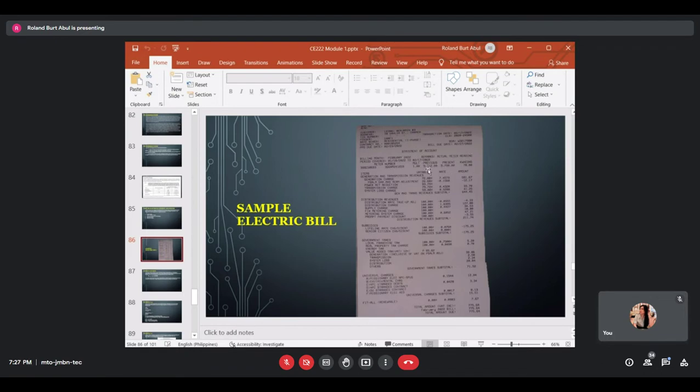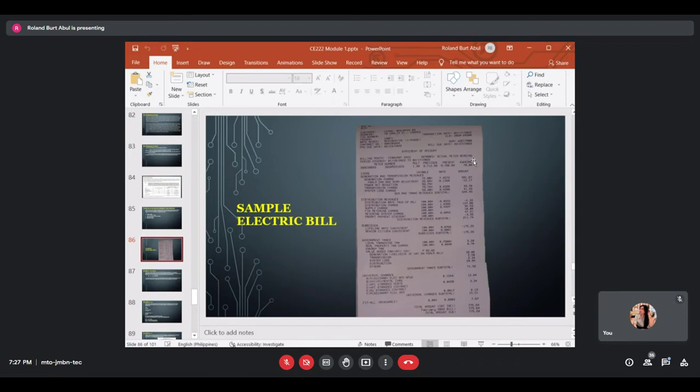So here is an example of an electric bill. Before that, let's proceed to the topic, then go back to the bill. So the first component of the cost of electrical energy is the energy charge. Energy charge is simply the cost of electricity or electrical energy consumed. This may be computed by the following equation where the energy consumption Q is expressed in kilowatt hours and the unit cost of electricity in dollars per kilowatt hour.